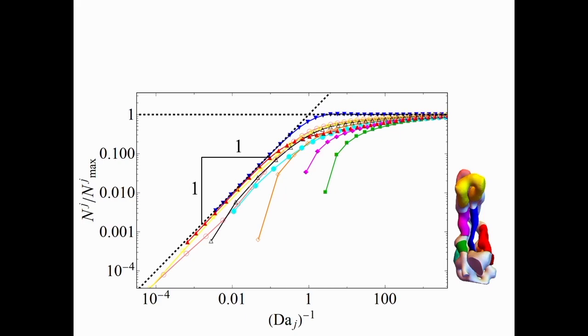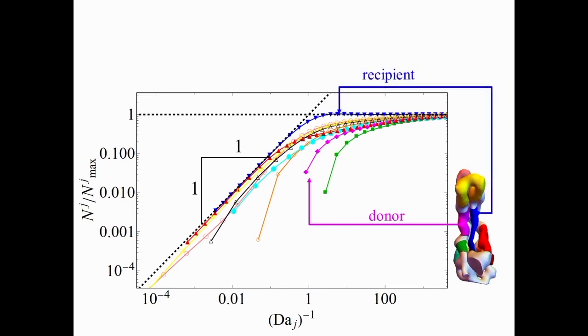These truncated capillaries are truncated because they go below zero. It's a log-log plot, so they are our donors. And this isolated top blue capillary is a recipient.